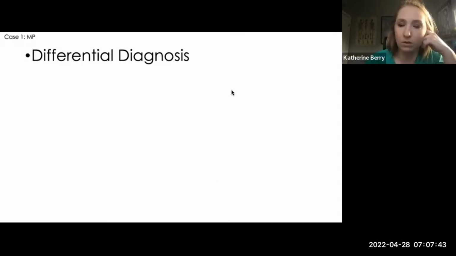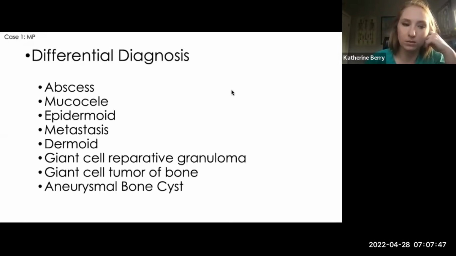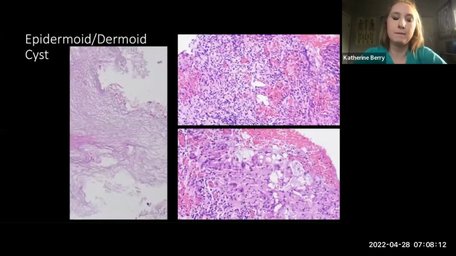Okay. So let me go back. Like you mentioned, abscess, mucocele, could be an epidermoid, metastasis, also possible dermoid, but it's not at the midline. Giant cell reparative granuloma, and giant cell tumor of the bone, as well as aneurysmal bone cyst. The bottom are less likely, but possible. And Dr. Goltekin, I'll hand it over to you.